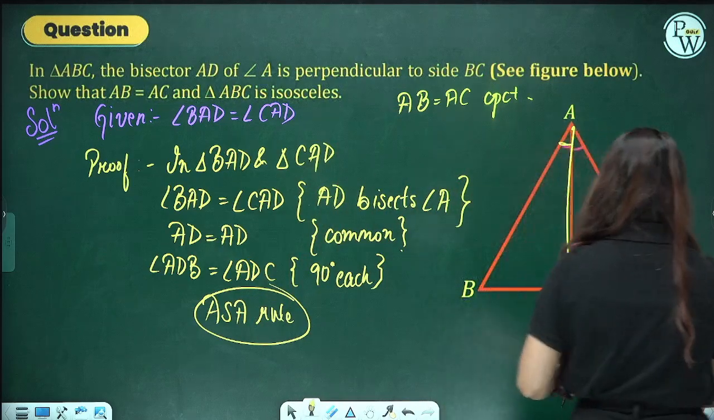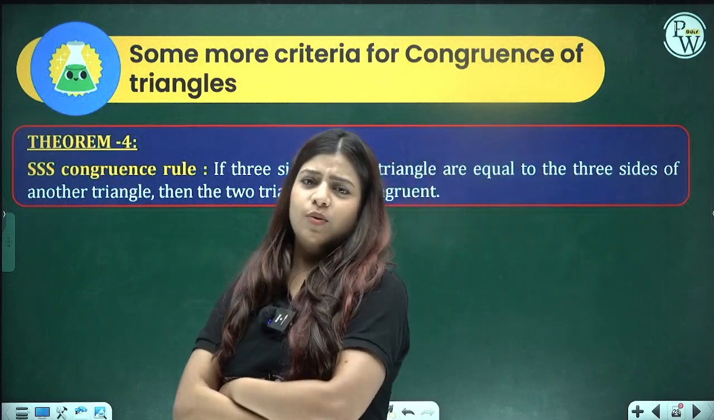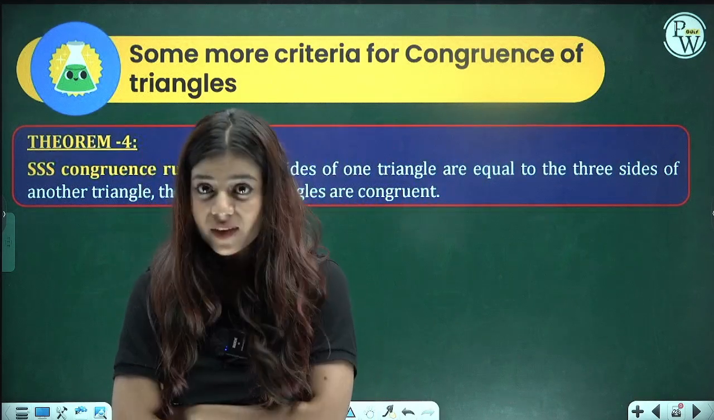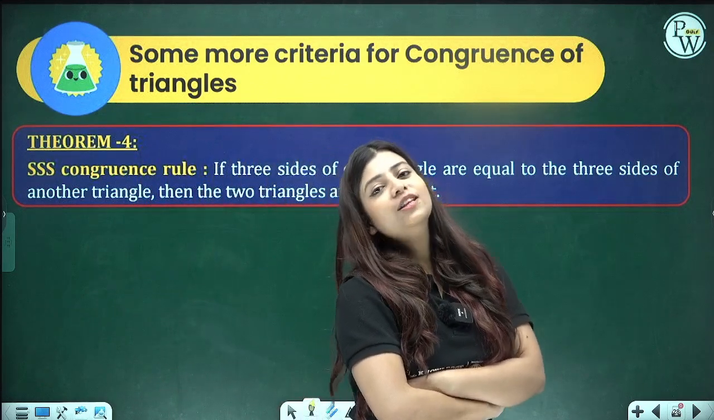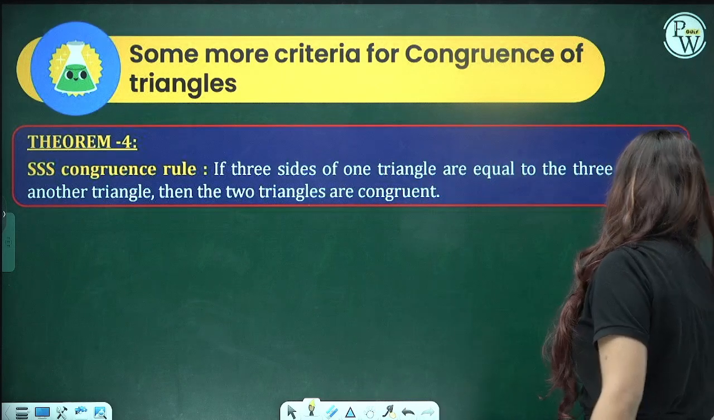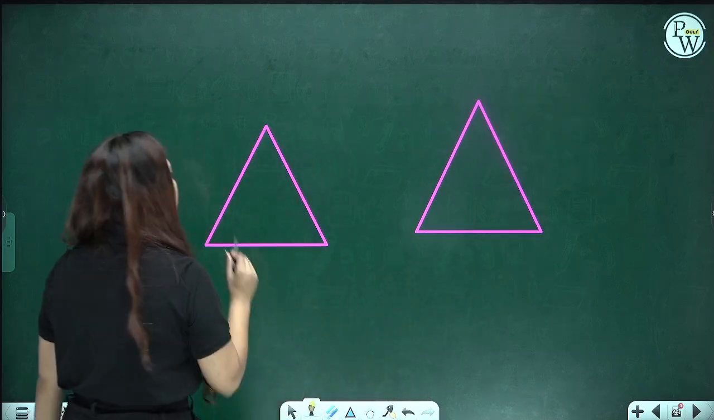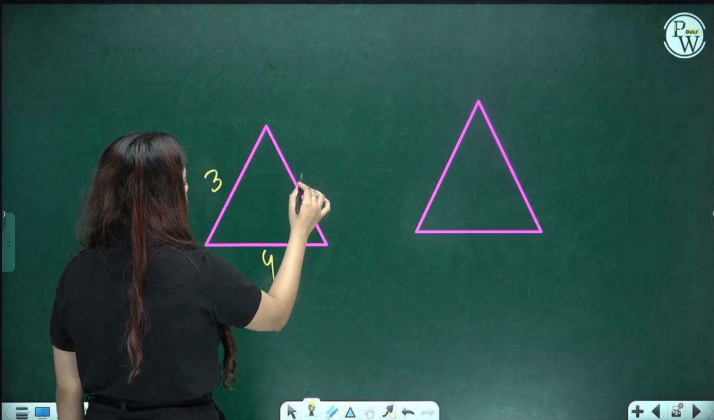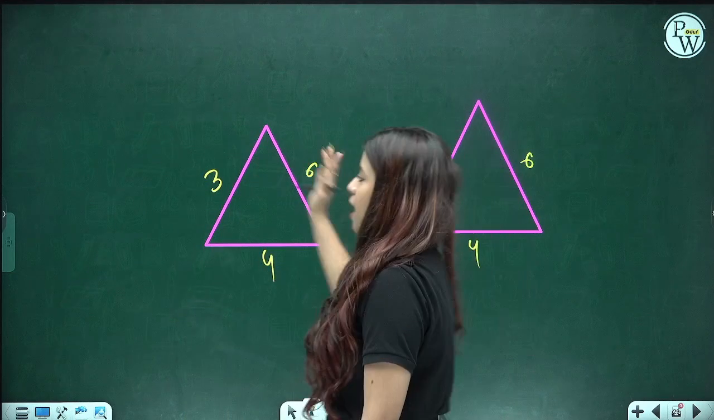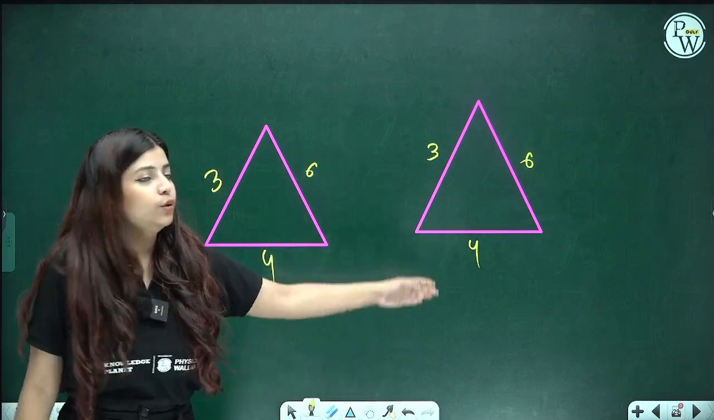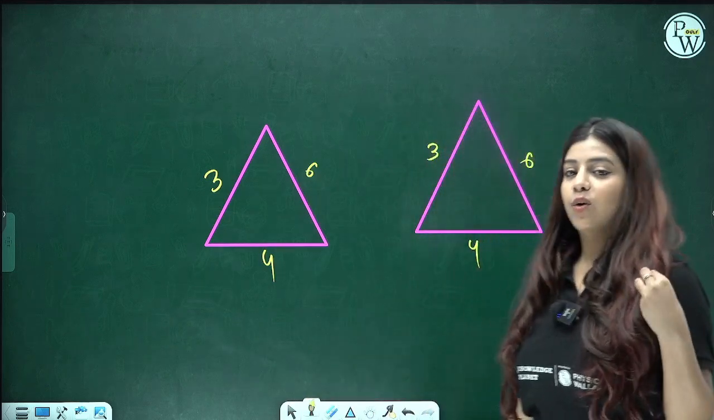Now the next thing that we have is some more criteria of triangles. The SSS congruency criteria, the simplest one. In two triangles, if all the three sides of one triangle are equal to all the three sides of the other triangle, then the triangles are congruent. Very simple. For example, this is 3 centimeters, this is 4 centimeters, and this is 6 centimeters. Now, the three sides of this triangle are equal to the three sides of the other triangle. So, we can clearly say that these two triangles are congruent to each other.